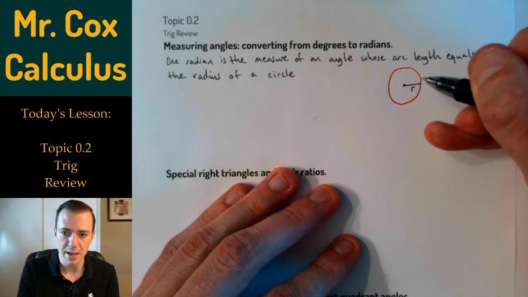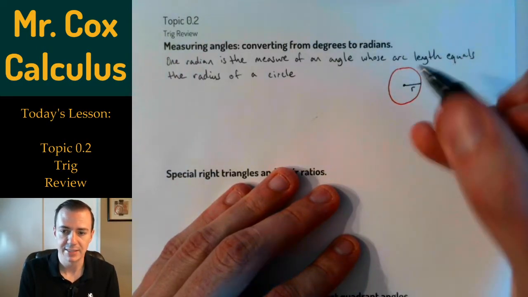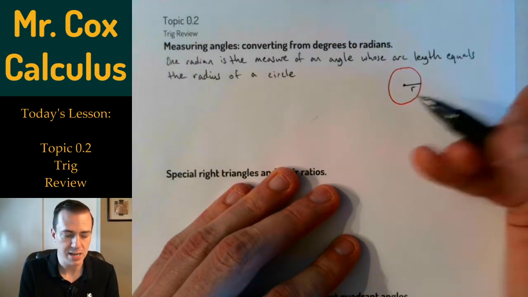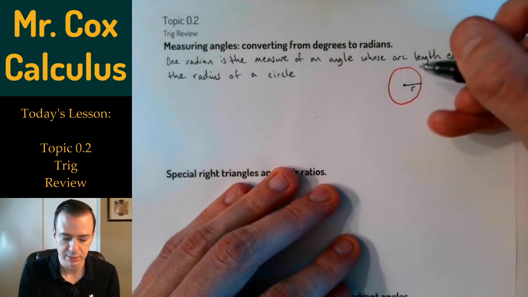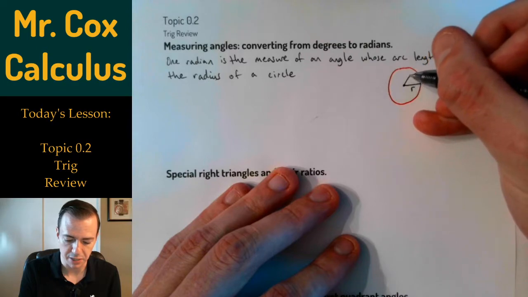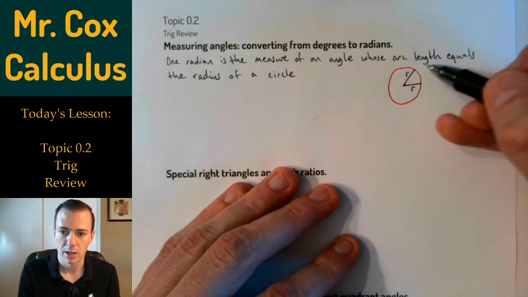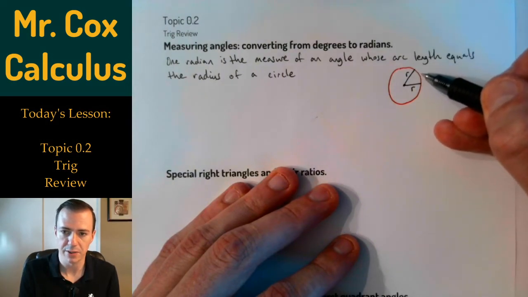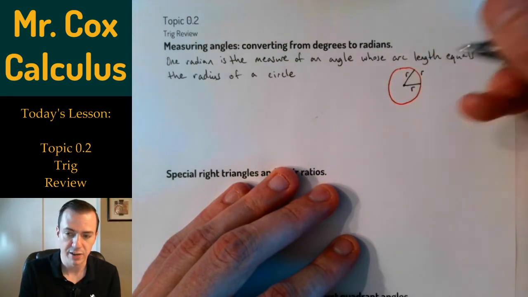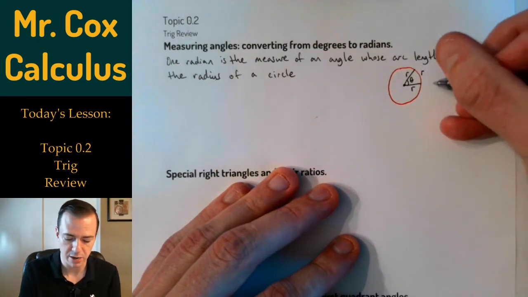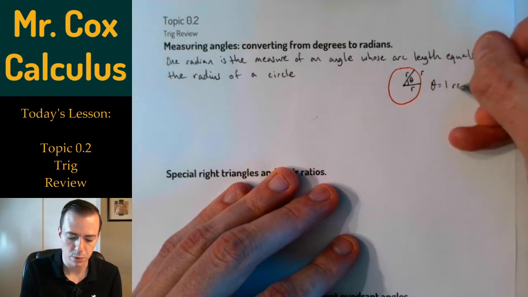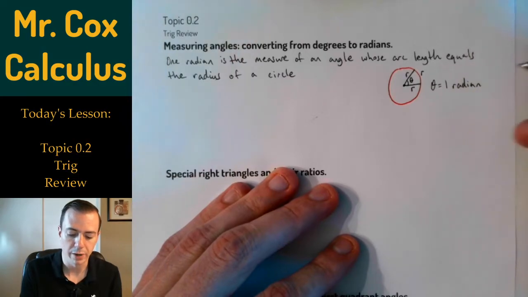Well, when the length of the arc has the same length as the radius, that's 1 radian, and it's a little bit less than 60 degrees. So what I have here, that's r, and this distance right here, this arc length, if it is also r, then we can say that this theta right here is equal to 1 radian.